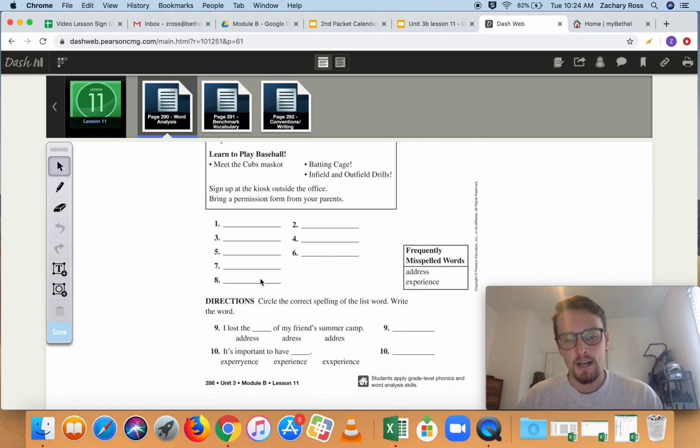And then at the bottom, just 2 easy ones, you're going to choose which word is spelled right. Address, which one of those is the correct way to spell address, and experience. Which one of those is the correct way to spell experience? Ooh, that's hard. Experience is a tough word to spell for me. I always spell it wrong.